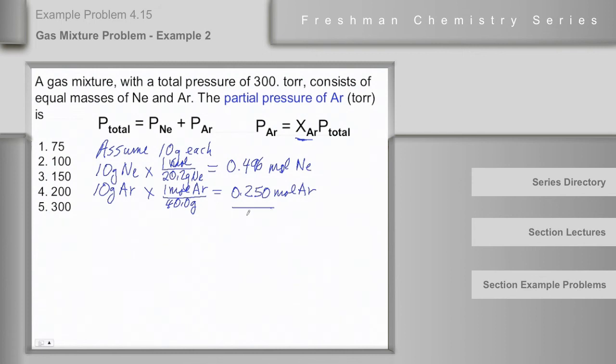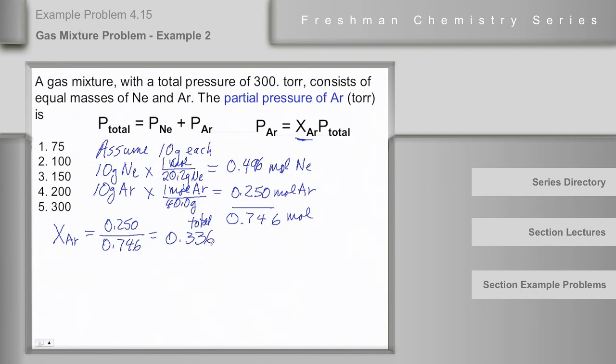The total moles would be 0.746 moles total. So chi of argon, the mole fraction of argon, would be equal to 0.250 moles of argon over total moles 0.746, and I got 0.336. Now remember, mole fractions have no units because they're ratios.